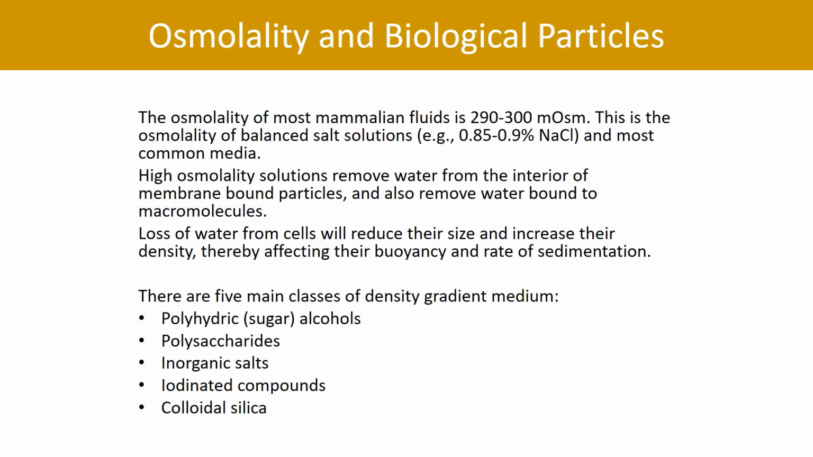Now several density gradient materials have been developed over a period of time. In the beginning, scientists used sucrose solution, glycerol solution, cesium chloride, rubidium chloride, etc. But of late, several new materials have been developed, and these gradient materials can be grouped under 5 main classes: polyhydric alcohols, polysaccharides, inorganic salts, iodinated compounds, and colloidal silica. So these are the 5 different classes of density gradient medium.